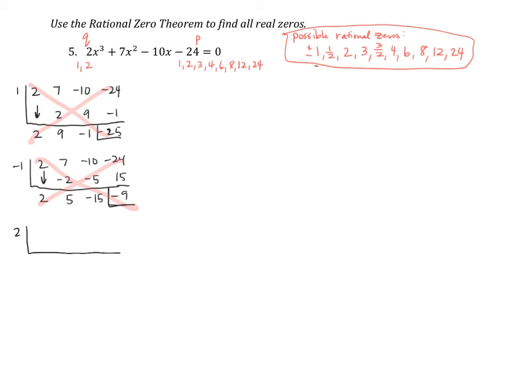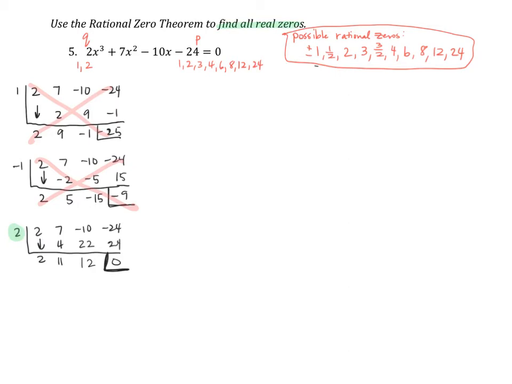Okay, so 2. I have 2, 7, -10, and -24. So bring down the 2. I'm going to multiply and get 4, add and get 11. Multiply and get 22, and then I add and get 12. Multiply and get 24, add and get 0. Okay, so yay, we found one that works. So here is a 0. We were told to find all real zeros, so here's one of them.